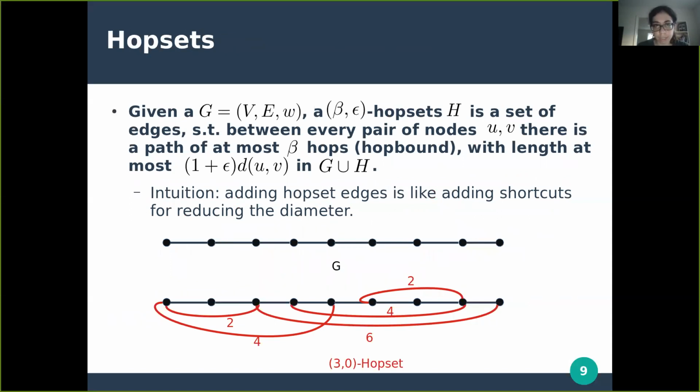So let me start by defining what a hopset is. And then I'll explain how neighborhood covers are used for constructing them. Given a weighted graph G, a (beta, epsilon) hopset is a set of edges such that between every pair of nodes, there is a path of at most beta hops using the hopset edges with length within 1 plus epsilon of the distances in G. So intuitively, adding hopset edges is like adding shortcut edges that reduce the diameter up to some approximate factor in the stretch. For example, in this simple line graph, if we add these red edges, it's easy to see that there is a path of at most three hops that preserves the distances exactly. And of course, these edges have to be weighted.